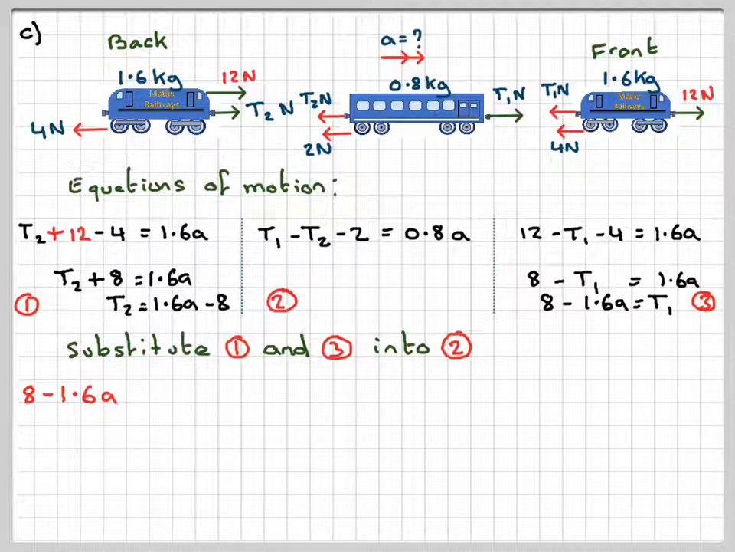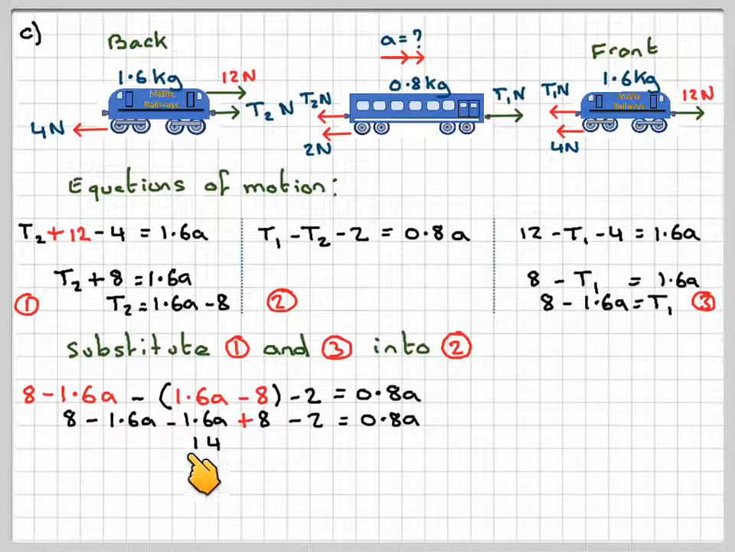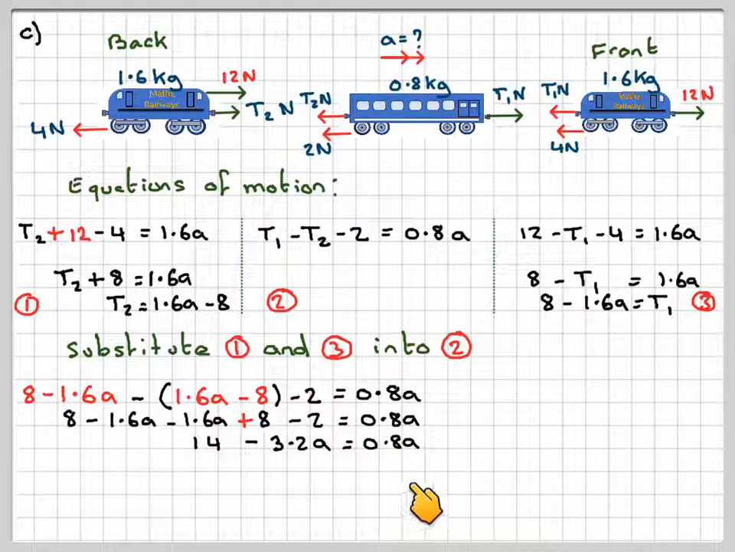So we're going to have T1, which is 8 minus 1.6A, minus T2, so we have to put minus in brackets, make sure you put the brackets in, 1.6A minus 8 from here. Don't forget to do the minus 2 is equal to 0.8A. We now solve that equation. So we get 8 minus 1.6A minus 1.6A, minus times a minus is a plus, 8 minus 2 is equal to 0.8A. 8 plus 8 minus 2 is 14. Minus 1.6A minus 1.6A is minus 3.2A is equal to 0.8A.